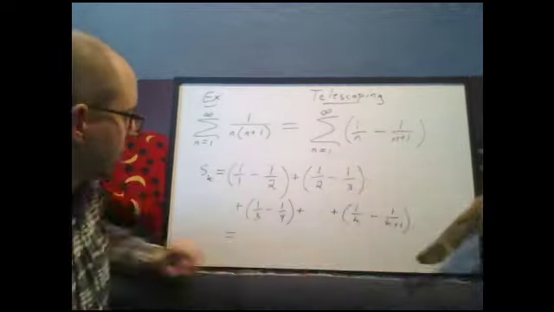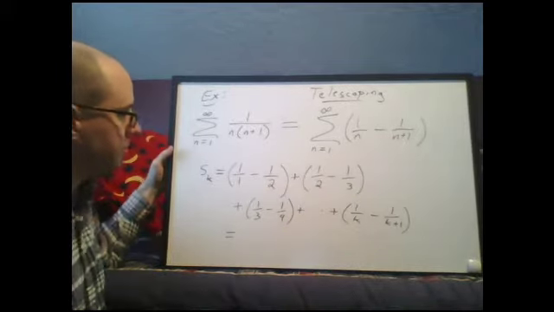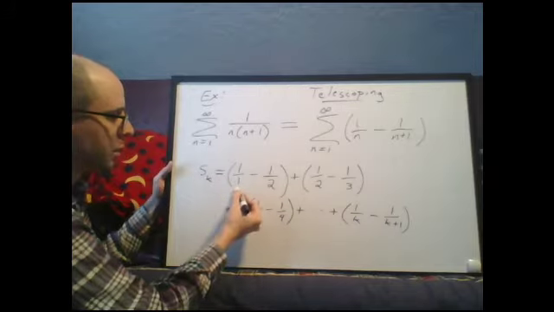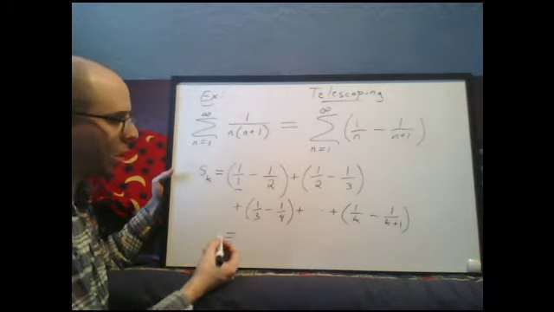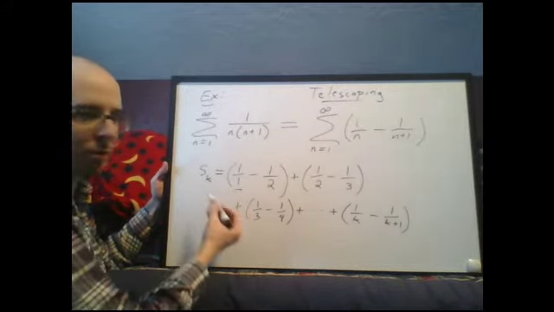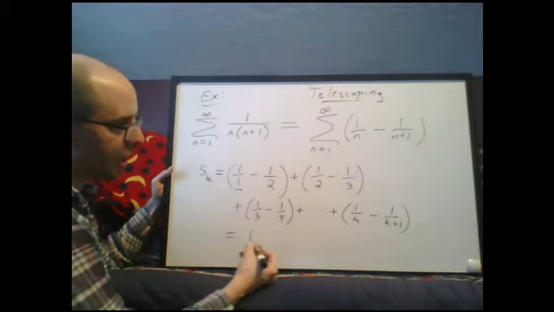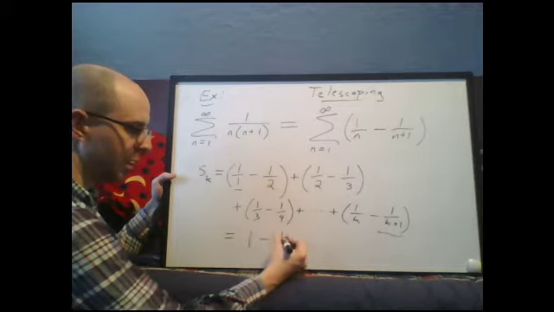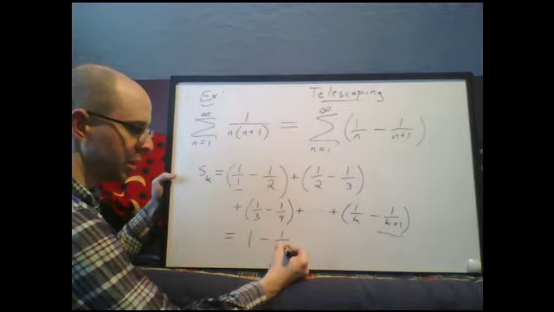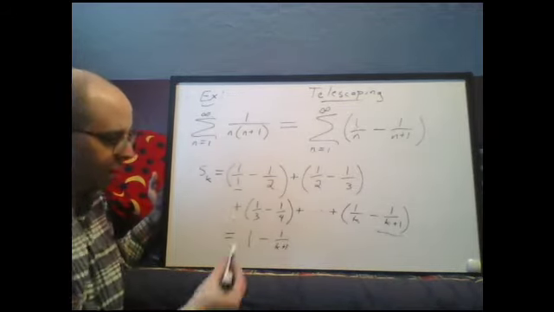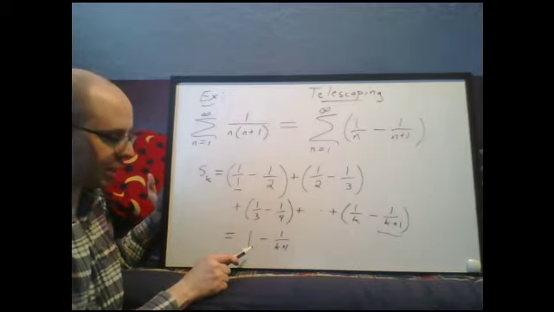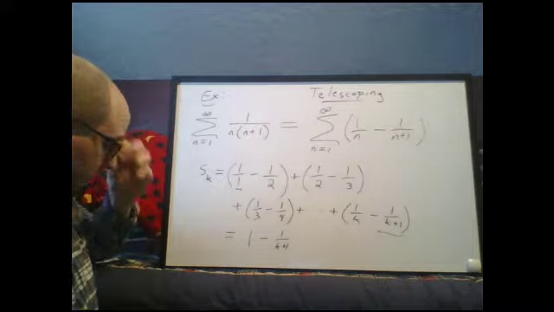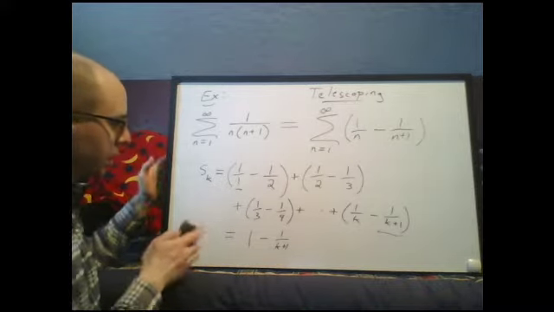So what's left after all this cancellation? Well, this very first term here, the 1 over 1, that has nothing to cancel with it from before, so we have that left over. And this very last term here, the minus 1 over k plus 1, that has nothing to cancel with. So after the telescoping, my partial sum collapses to just this, 1 minus 1 over k plus 1. Okay, so let me rewrite that.